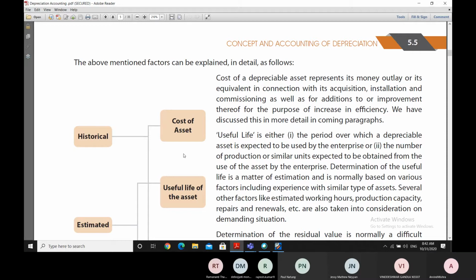And it is also the cost incurred for additions or improvement to increase the efficiency of that depreciable asset. So there are two factors in the cost of a depreciable asset. One is the initial cost of its acquisition, installation, and its commissioning. And number two is the cost of any additions or improvement that we have done on that particular asset. Now, what is useful life?